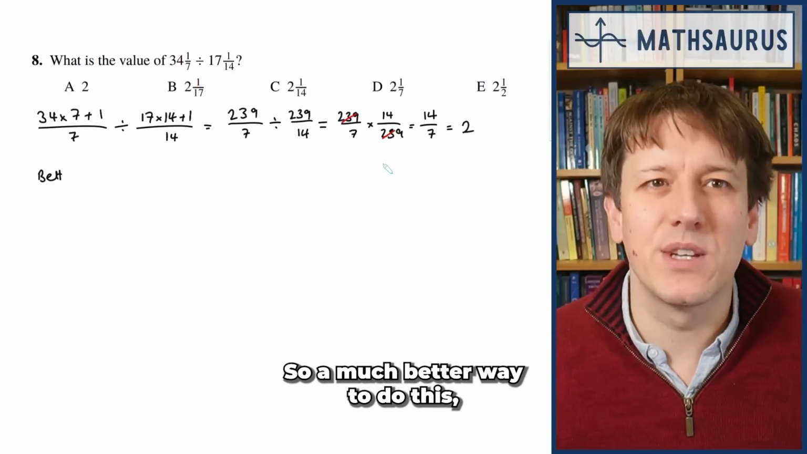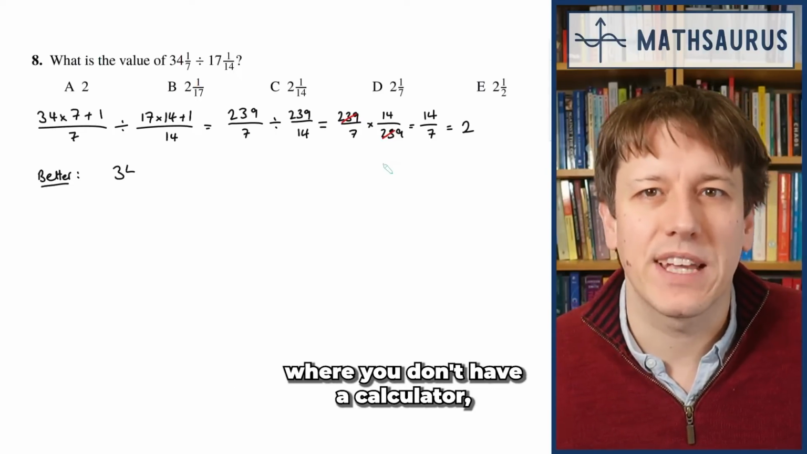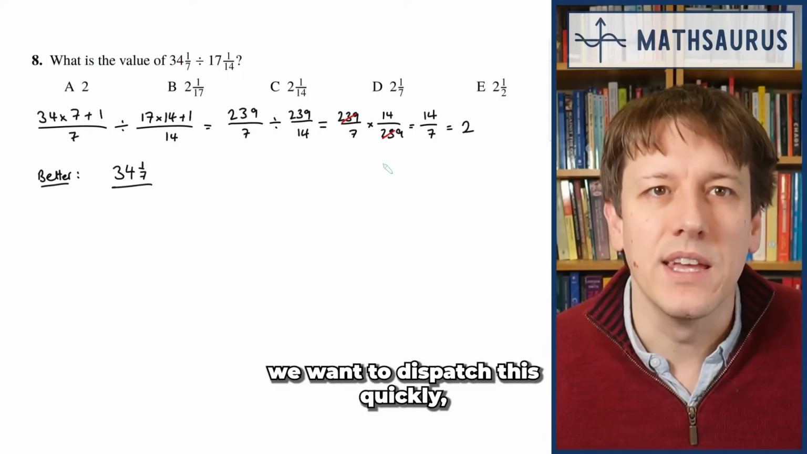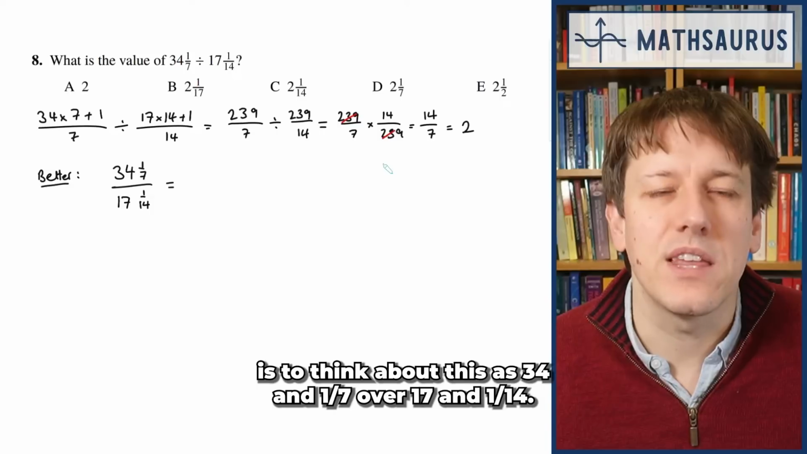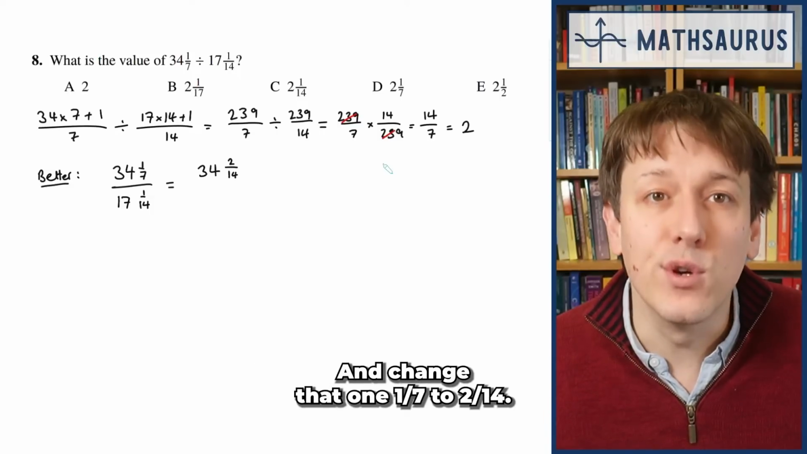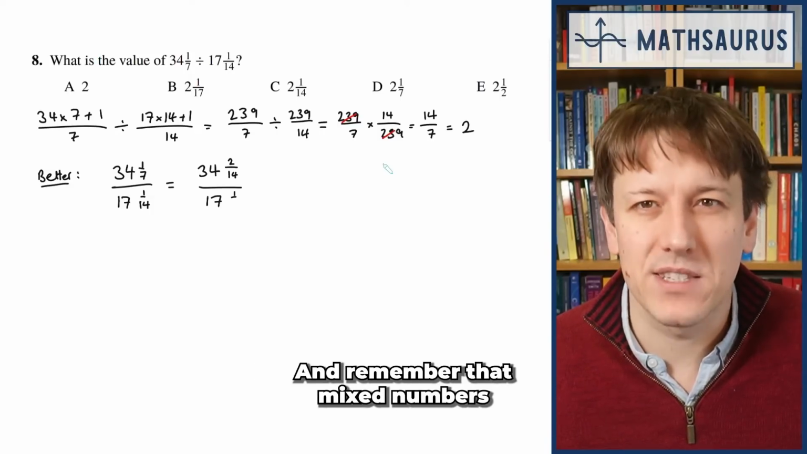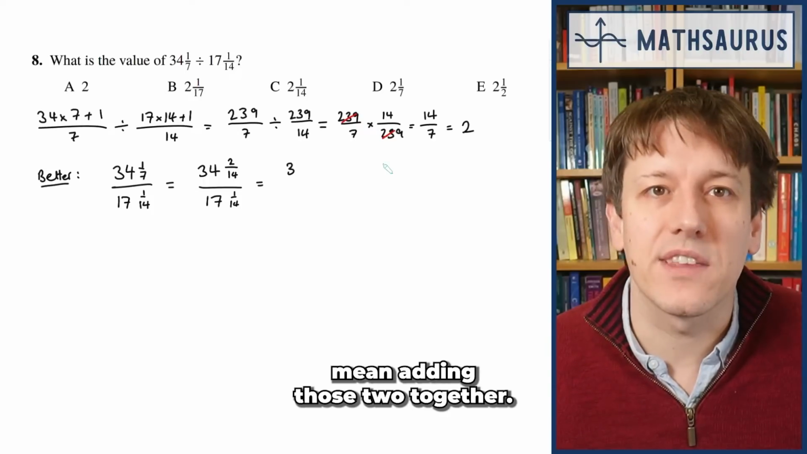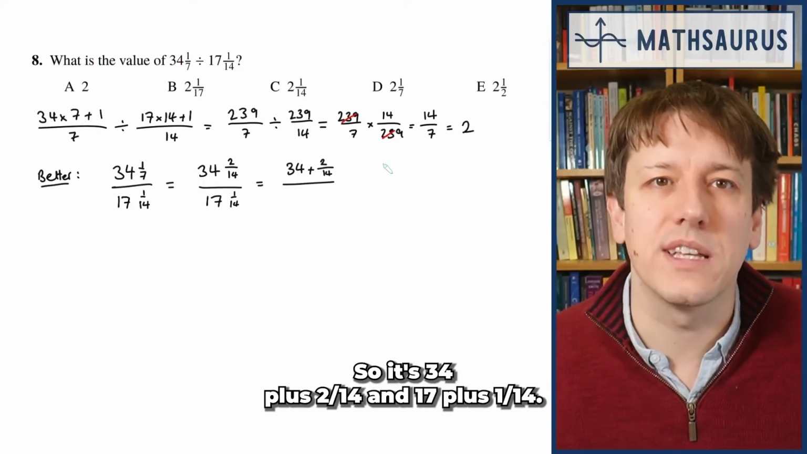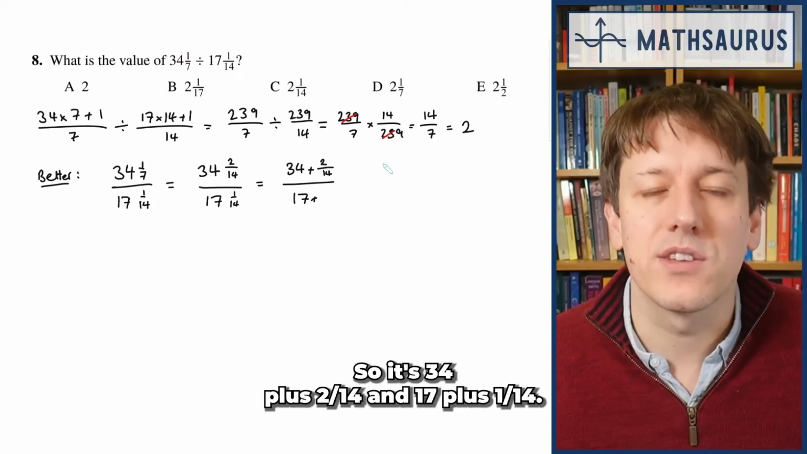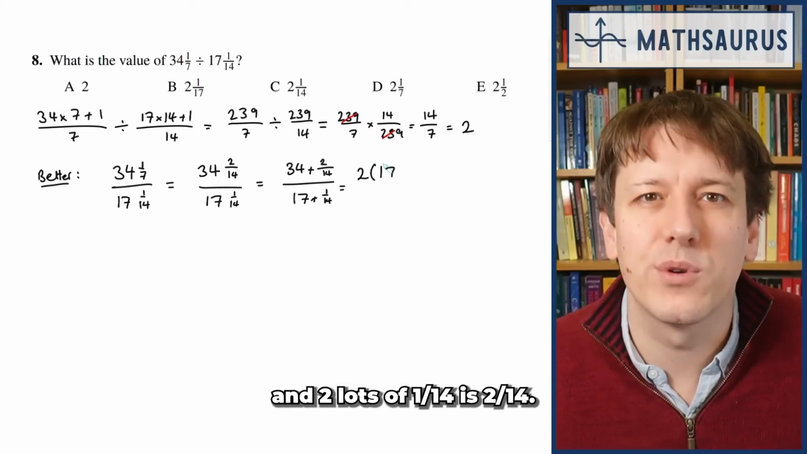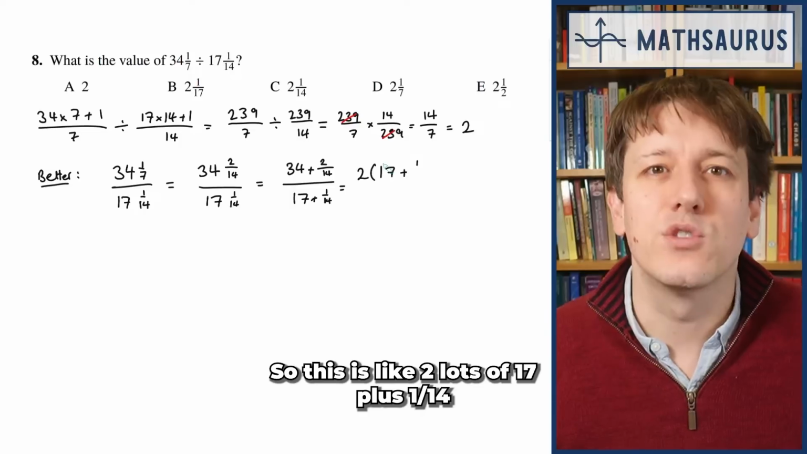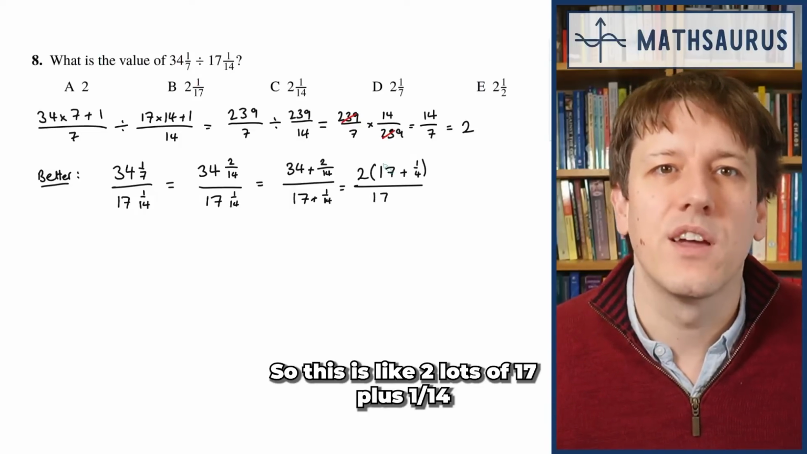So a much better way to do this, because this is a maths challenge question where you don't have a calculator and we want to dispatch this quickly, is to think about this as 34 and 1/7 over 17 and 1/14, and change that 1/7 to 2/14, and remember that mixed numbers mean adding those two together, so it's 34 plus 2/14 over 17 plus 1/14. Now the top is, well, 2 lots of 17 is 34 and 2 lots of 1/14 is 2/14.